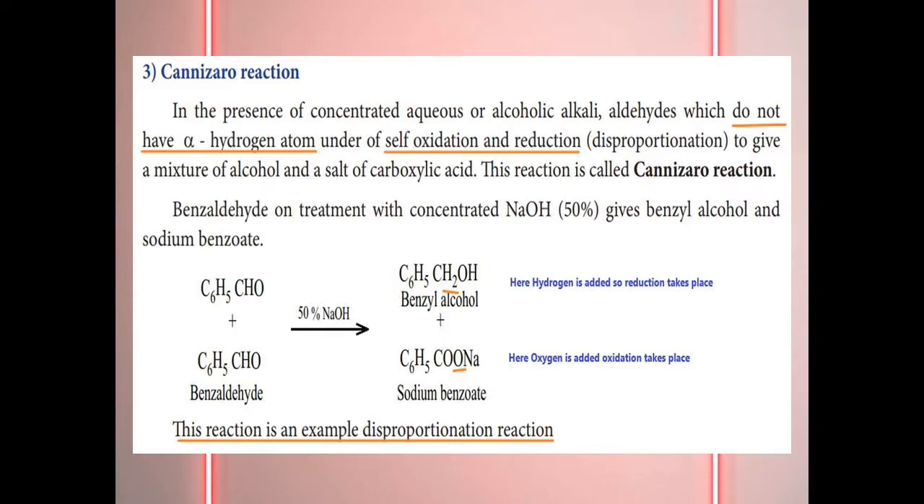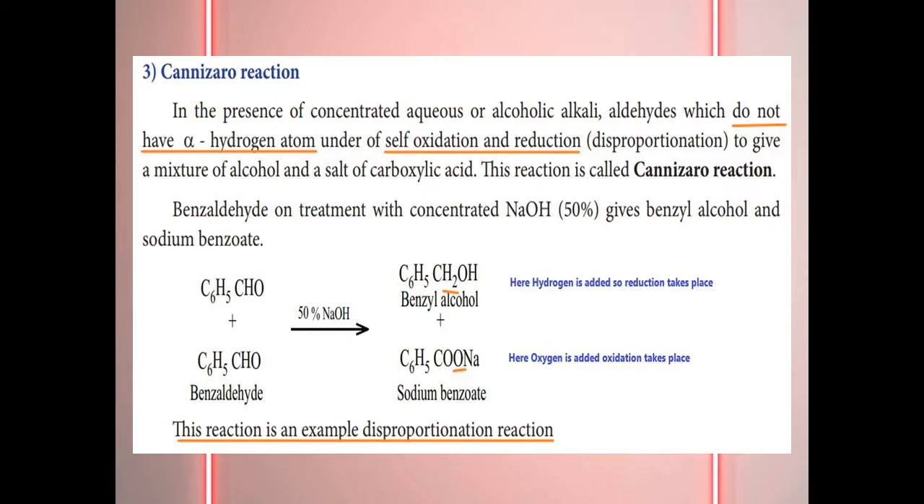Cannizzaro reaction. Cannizzaro reaction takes place with compounds which do not have alpha hydrogen. We already saw aldol condensation; that reaction undergoes only when the compound contains alpha hydrogen. So this is the difference between Cannizzaro reaction and aldol condensation. Now for benzaldehyde, we are going to use 2 benzaldehyde here in the presence of 50% sodium hydroxide.